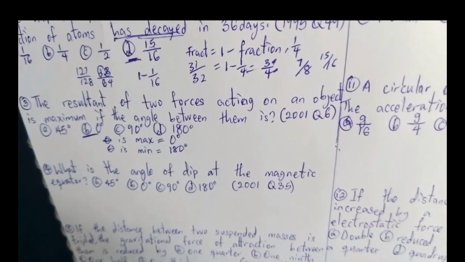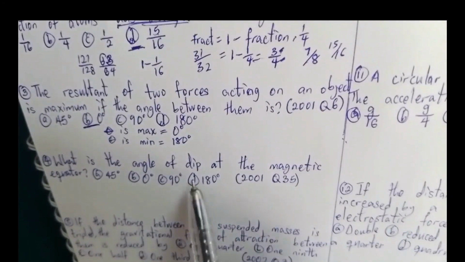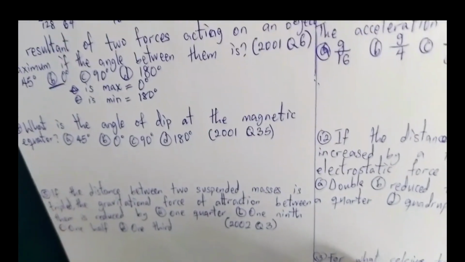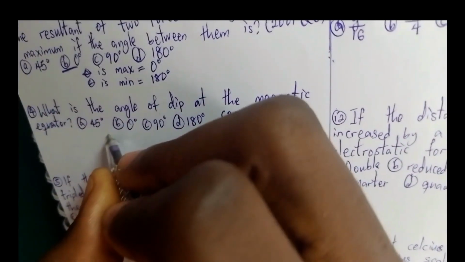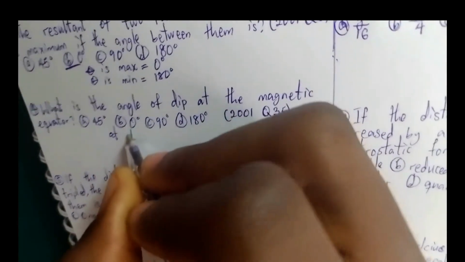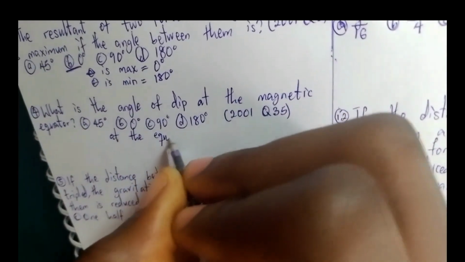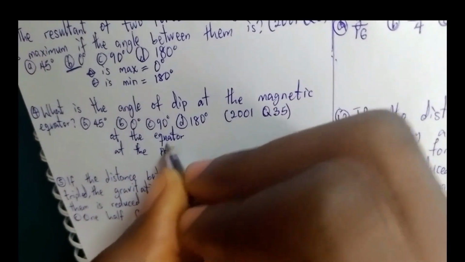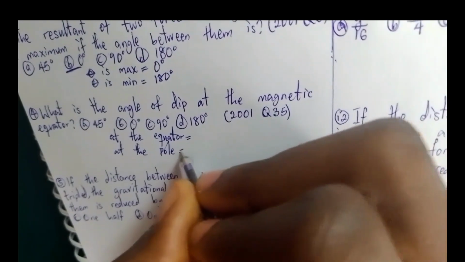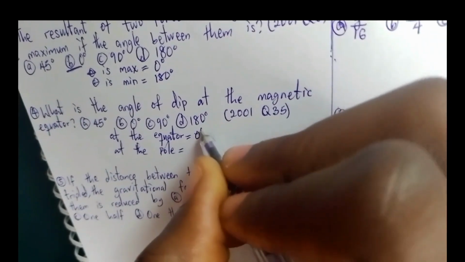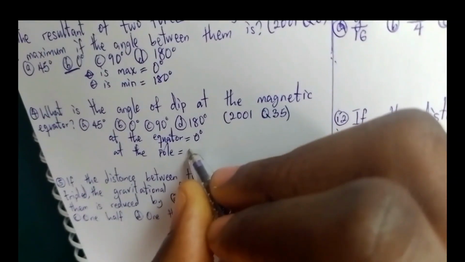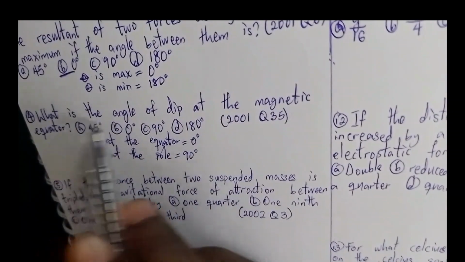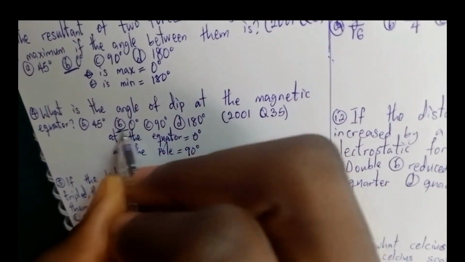Now, question 4. They said, what is the angle of dip at the magnetic equator? This question also is divided into two. We have angle of dip at the equator and at the pole. So the angle of dip at the equator is usually 0 degree, while the angle of dip at the pole is 90 degree. Now, which one are they asking us here? What is the angle of dip at the magnetic equator? Then we go for 0 degree.